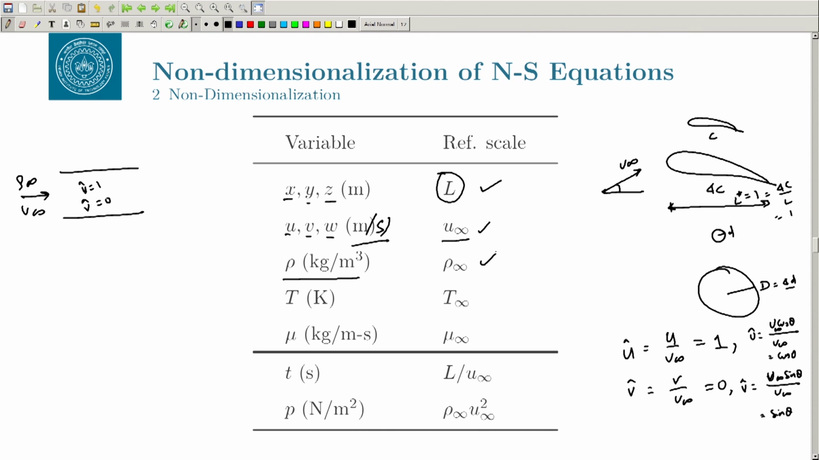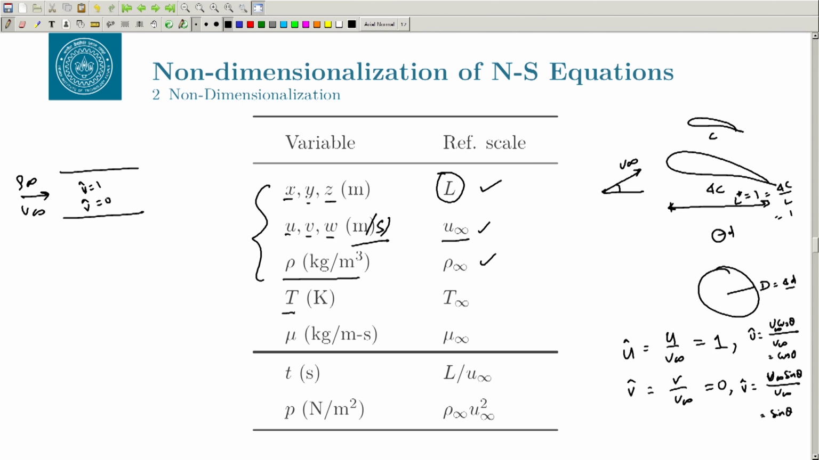But the only thing you need to make sure of is that whatever reference scale you are using, you should define your Reynolds number on the same scale, because you will see the importance of the Reynolds number when we derive the equations. If you define the Reynolds number on some other scale, we need to convert it into these scales in order to use the derived non-dimensional equations, right.